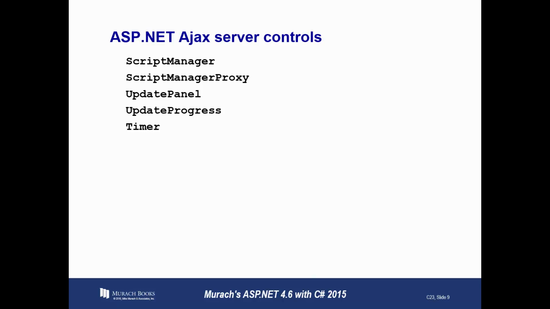Now, these 5 controls are shown on pages 810 and 811 of our textbook. We first have the script manager control, which enables the use of other ASP.NET AJAX controls. It's kind of a holder. It loads the ASP.NET AJAX client-side framework, and it manages the client-side JavaScript code. But you can only have one script manager per page.